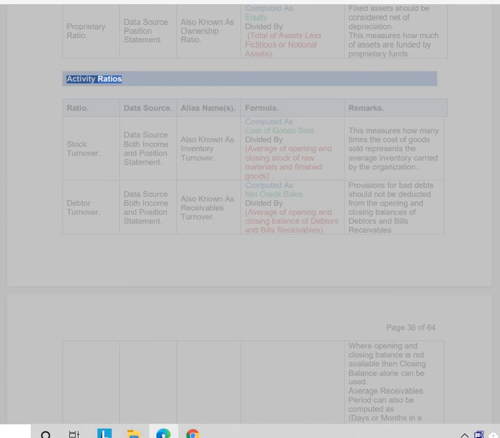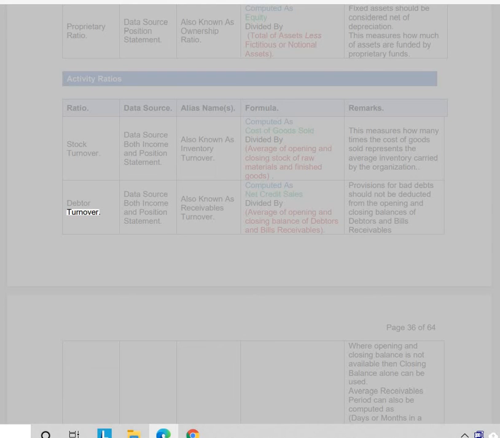Activity ratios. Ratio, data source, alias names, formula, remarks. Stock turnover. Data source: both income and position statement. Also known as inventory turnover. Computed as cost of goods sold divided by average of opening and closing stock of raw materials and finished goods. This measures how many times the cost of goods sold represents the average inventory carried by the organization.